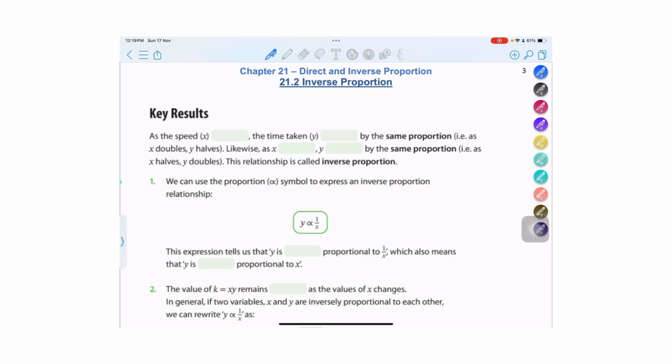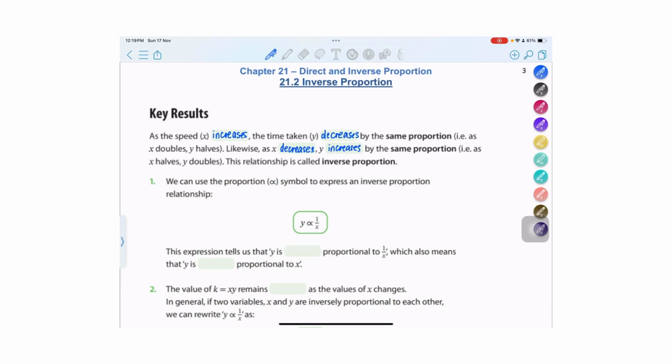As the speed of x increases, what happens to the time? The time will decrease. This is talking about speed. Likewise, if your x decreases, what happens to your y? Your y will increase. We call this inverse proportion.